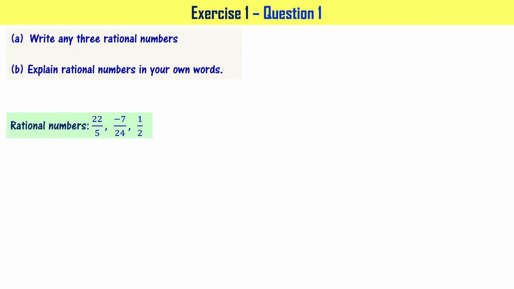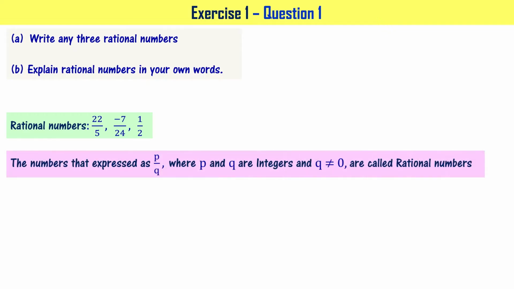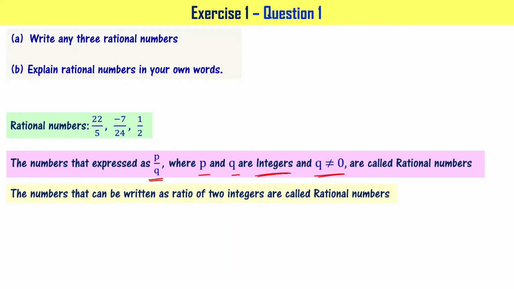To explain rational numbers, let's define the rational numbers. Rational numbers are defined as follows. The numbers that are expressed as p by q, where p and q are integers and q should not be equal to 0, are called rational numbers. In other words, I can say that the numbers that can be written as ratio of two integers are called rational numbers.